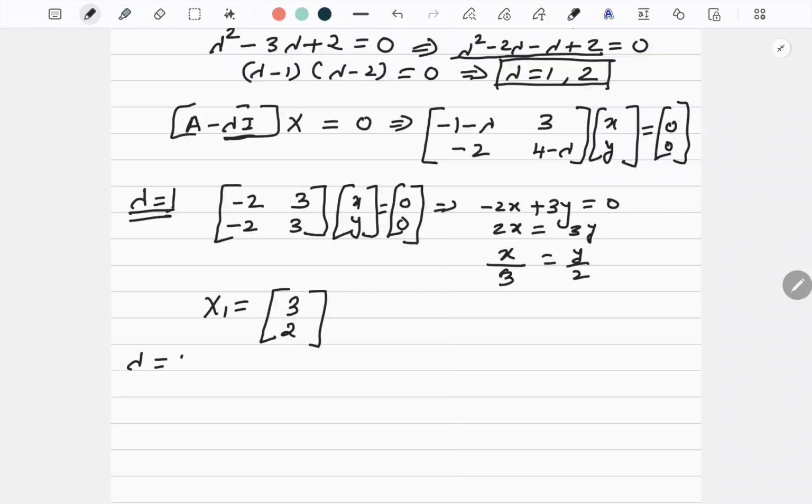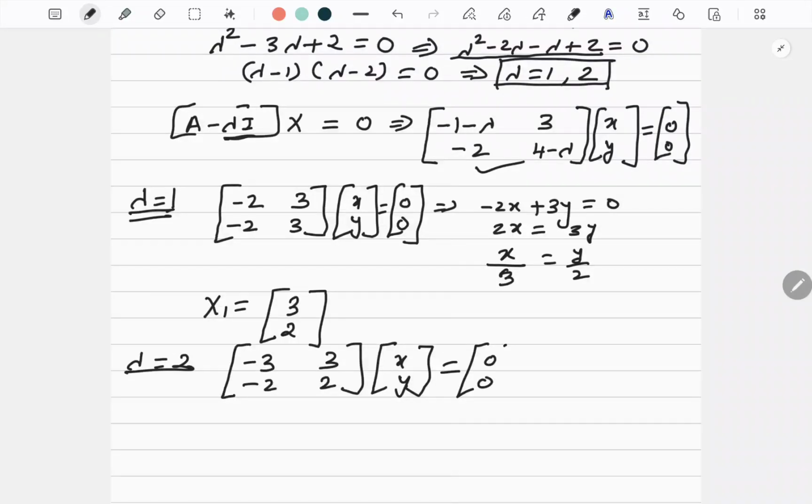Now, let's work on the second eigenvector. So, lambda is equal to 2. In this equation, in place of lambda, I will put 2. So, what will you get? Minus 1 minus 2 is minus 3, 3, minus 2, and 4 minus 2 is 2. So, xy is equal to 0, 0. If you observe, I am always getting the same equation. Same equation means the first row is giving me one equation, the second row is giving me a second equation, but both the equations are coming out the same.